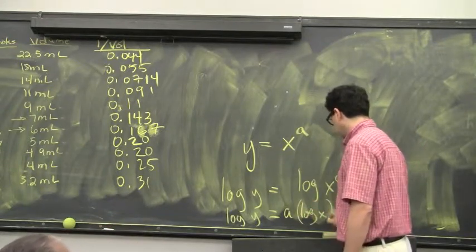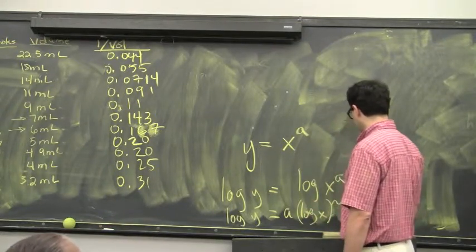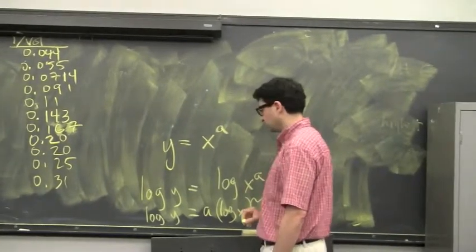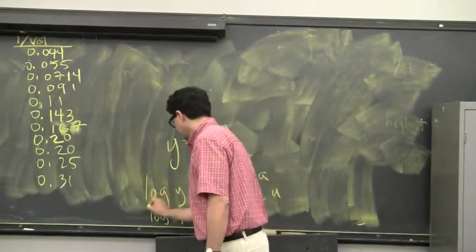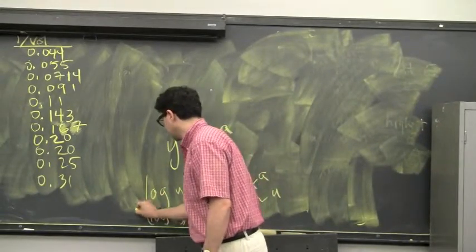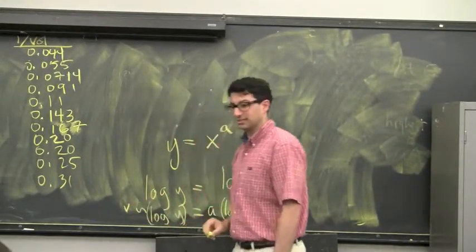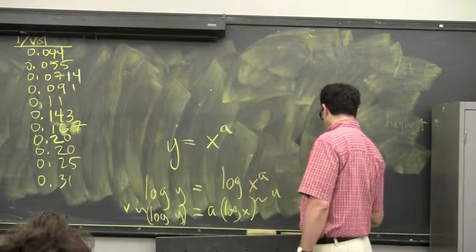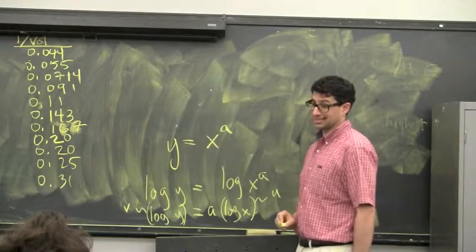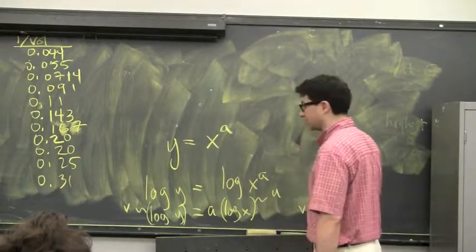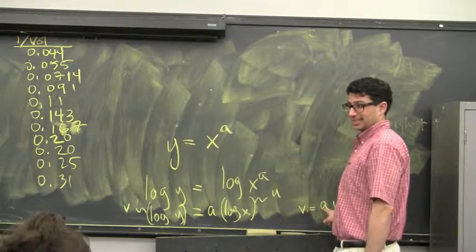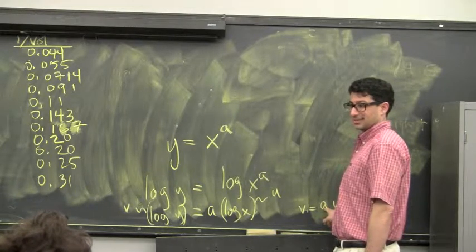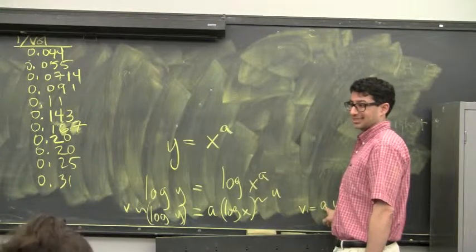I can see that this could be like a new variable. Let's call it u. And then this log y could be a new variable. Let's call it v. And then what have I got? I've got v equals A times u, a line, where I can read off A from the line as the slope of the line, right?